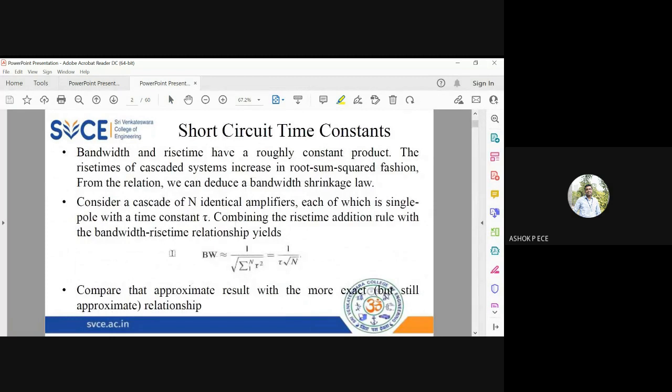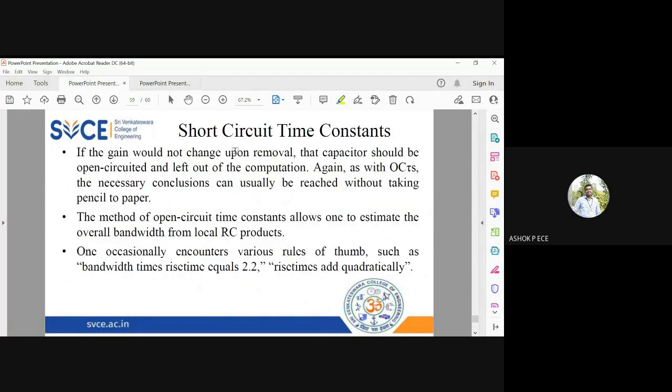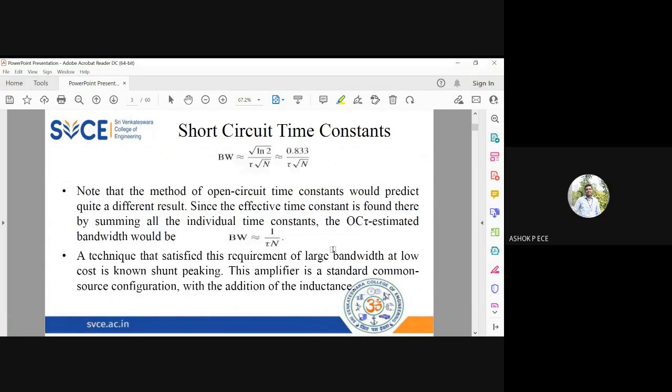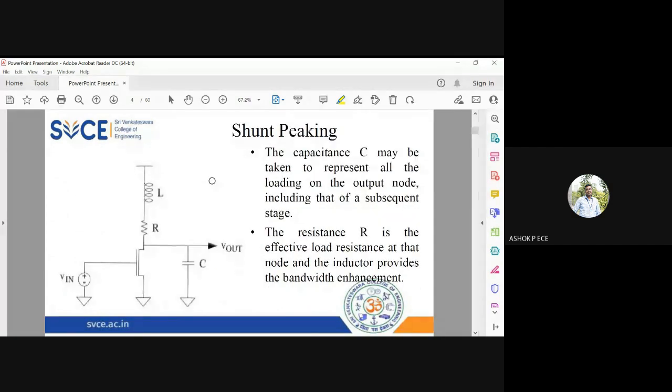It is 1 by tau into root of N. N is going to be the number of amplifiers in cascade. So if I'm going to cascade the amplifier, the bandwidth will reduce, the gain will increase. So how much is it reducing? It is given here, bandwidth equal to 1 by tau into root of N. So it reduces by root of capital N. And that is what is given.